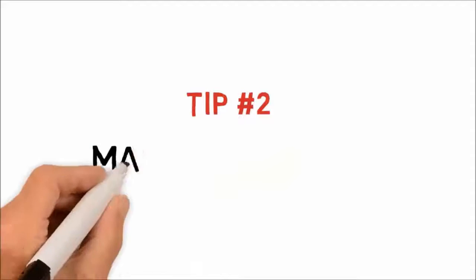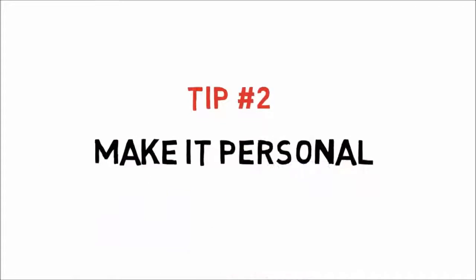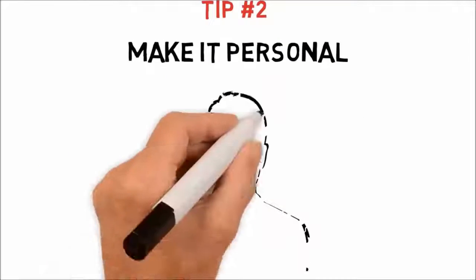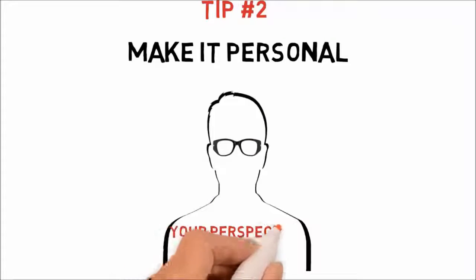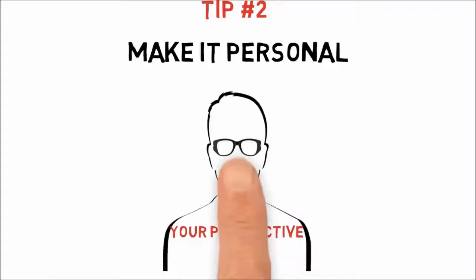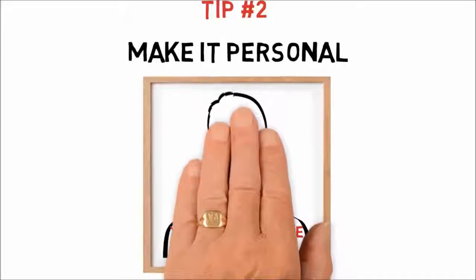Tip 2. Make it personal. Your digital story is unique. It is your story, and your audience wants to hear it from your perspective. You may choose to include personal details in your story in order to add emotional depth, although it is completely up to you to decide which details you wish to share with your viewers.